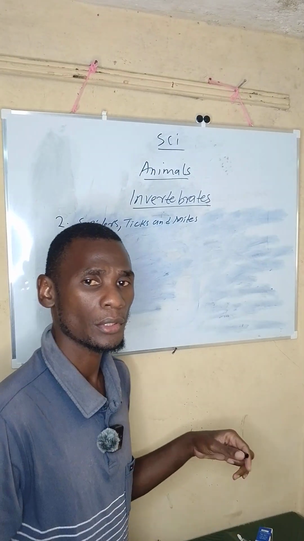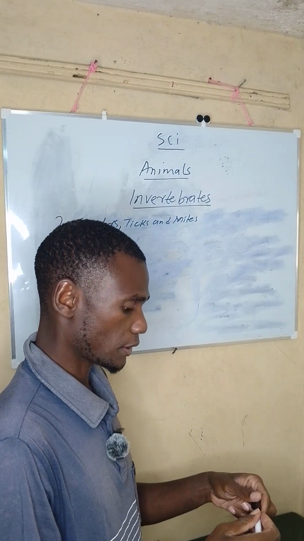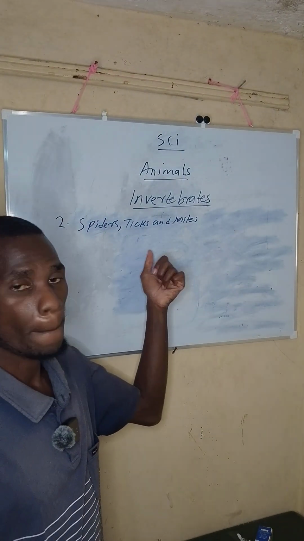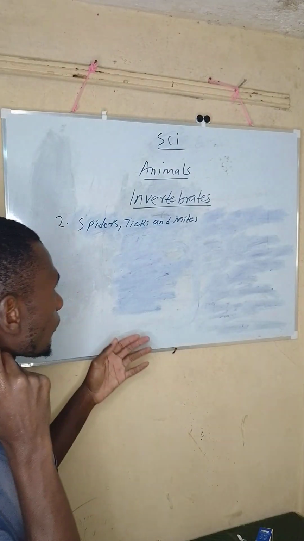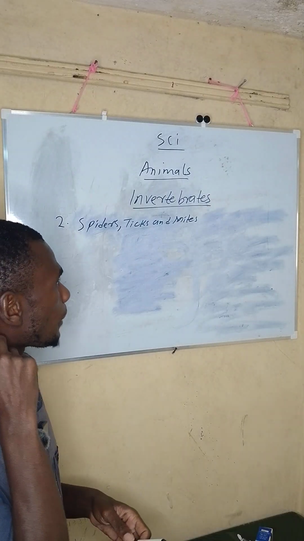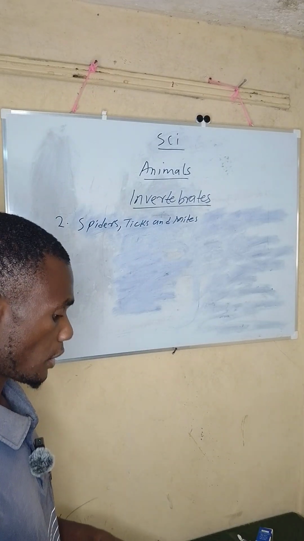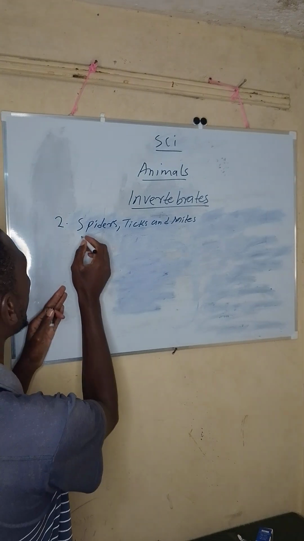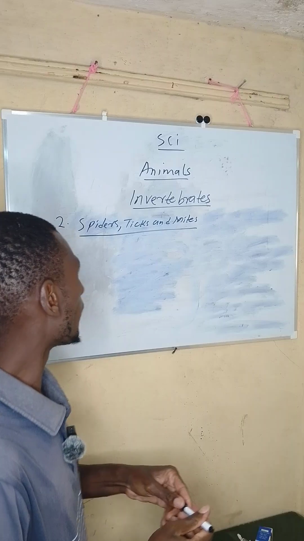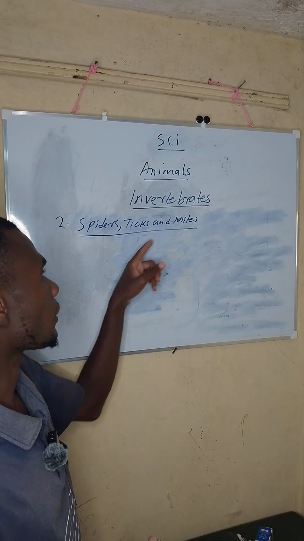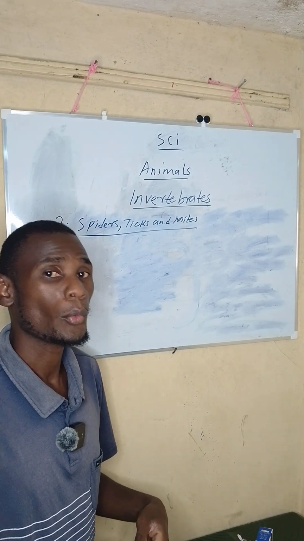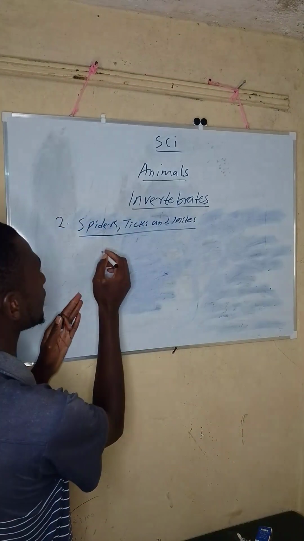So let us not give our learners, or don't disturb yourself learning so many of them. Just learn about the 3 and you are good to go, because this is what the syllabus recommends for grade 6. Now this is the group, and those are the examples of that group. So we have spiders, we have the ticks and we have the mites. Because we already have the examples of those animals, we are only going to look at their characteristics.